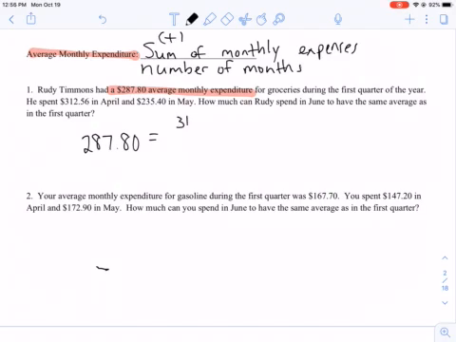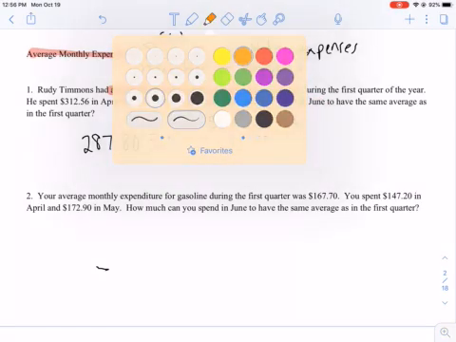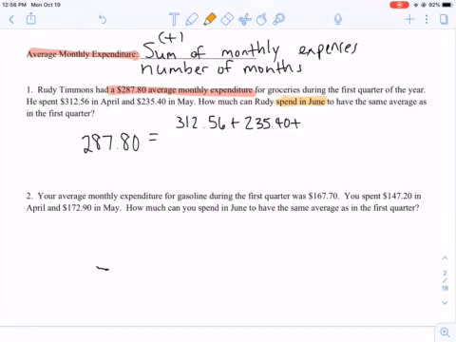So $312.56 plus $235.40 plus June. We don't know what his June is. It says, how much does he need to spend in June to keep this $287.80? I feel like using J for June. Now what we're looking at is our bottom number. So we did the sum of each of his months, $312.56, $235.40, and June.